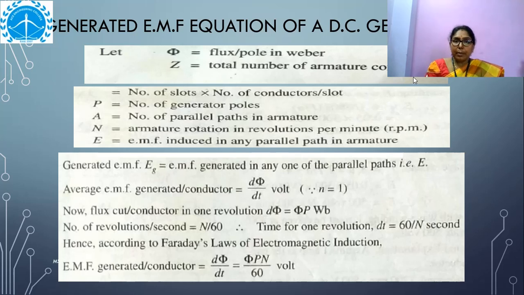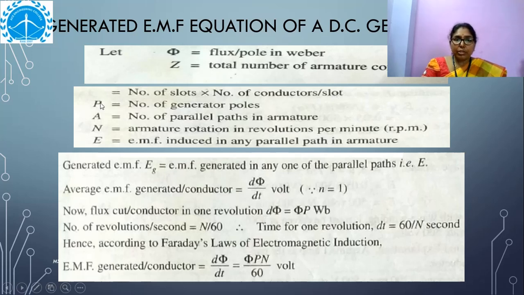number of slots into number of conductors per slot. In this, the entire armature will consist of a number of slots. So how many conductors are kept in each slot? Based on that, we can calculate the total number of conductors in the armature. So this can come in numerical problems. They may directly mention the total number of conductors, or they will give you the data to calculate the total number of conductors. So we are going to know this formula: number of slots into number of conductors per slot is nothing but your total number of conductors.